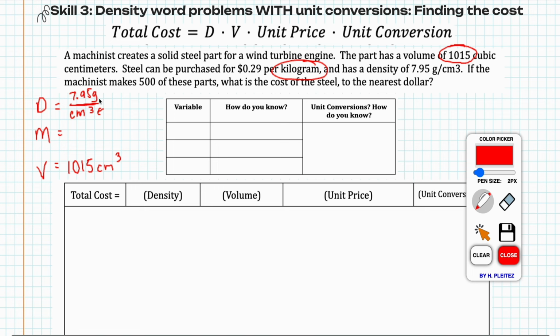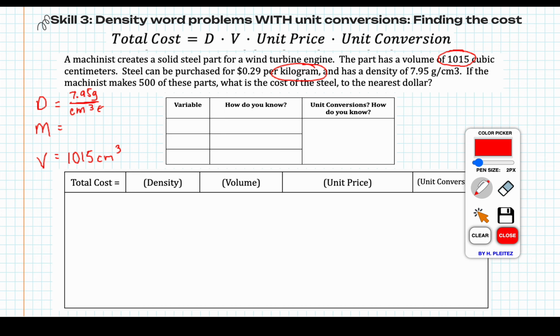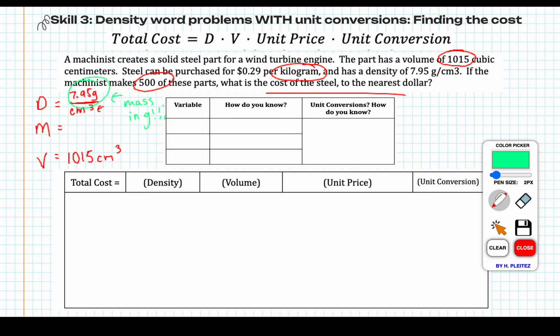So we have kilograms and grams. We know there's something funky happening. We're going to have to do a unit conversion. Good. And it says we're making 500 of these parts, and we want the cost to the nearest dollar. So we are going to do a unit conversion because our mass is in grams, but the cost is given to us in kilograms.